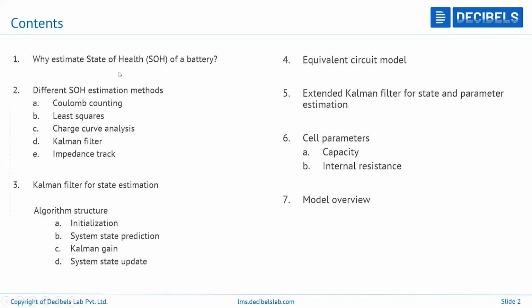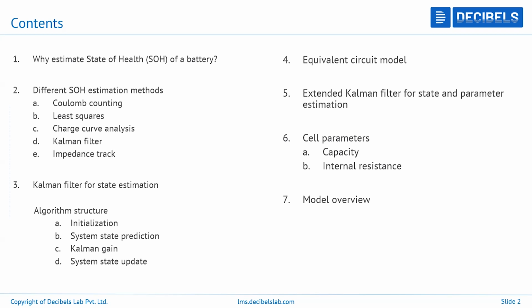After having explored this, we'll go into some factors that can cause deterioration of the cell, what the main reasons are for cell and battery pack degradation. Then we'll go into the most commonly used SOH estimation methods in today's market, like Coulomb counting, least squares method, charging curve analysis, Kalman filters, which is today's topic, and impedance tracking. We'll have a brief overview of these methods.